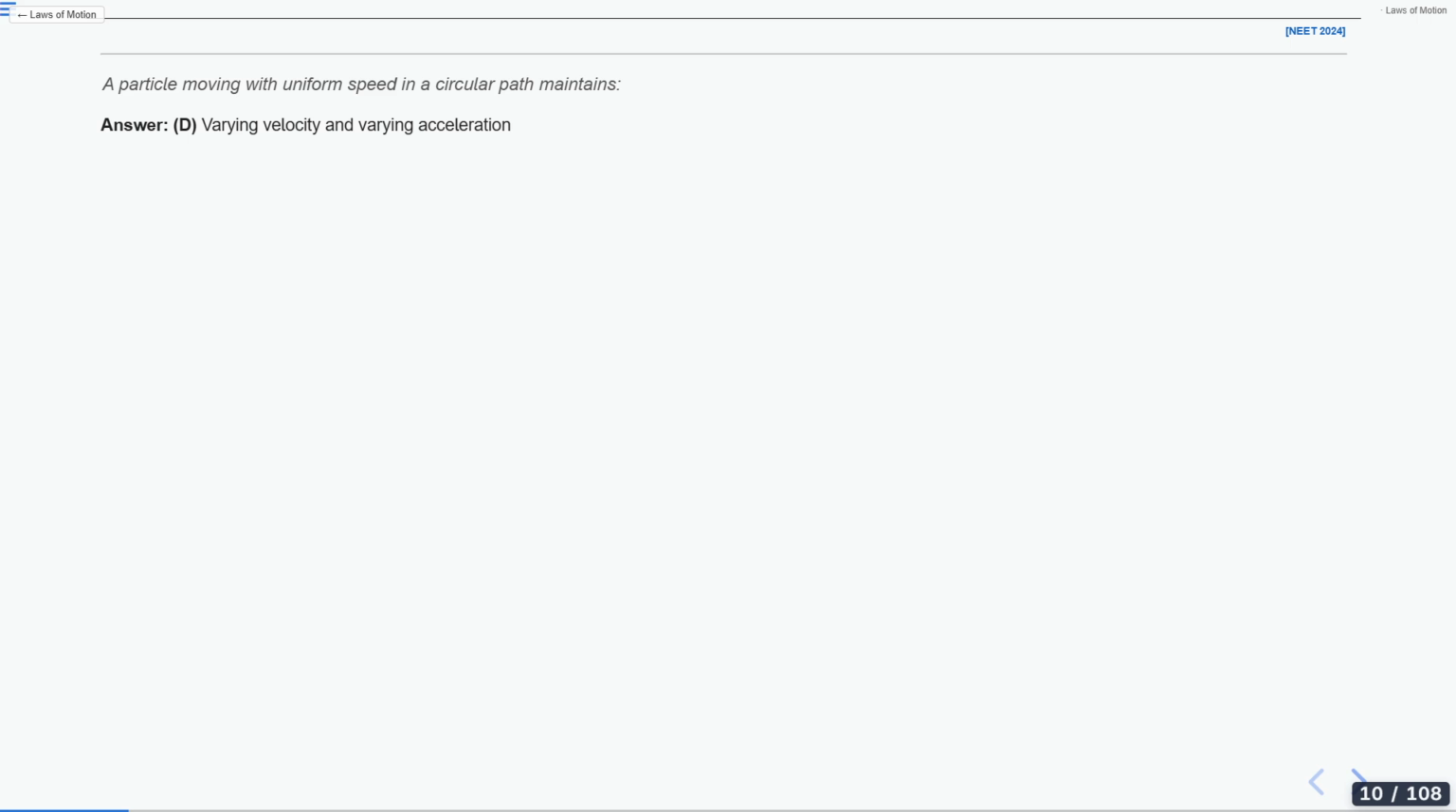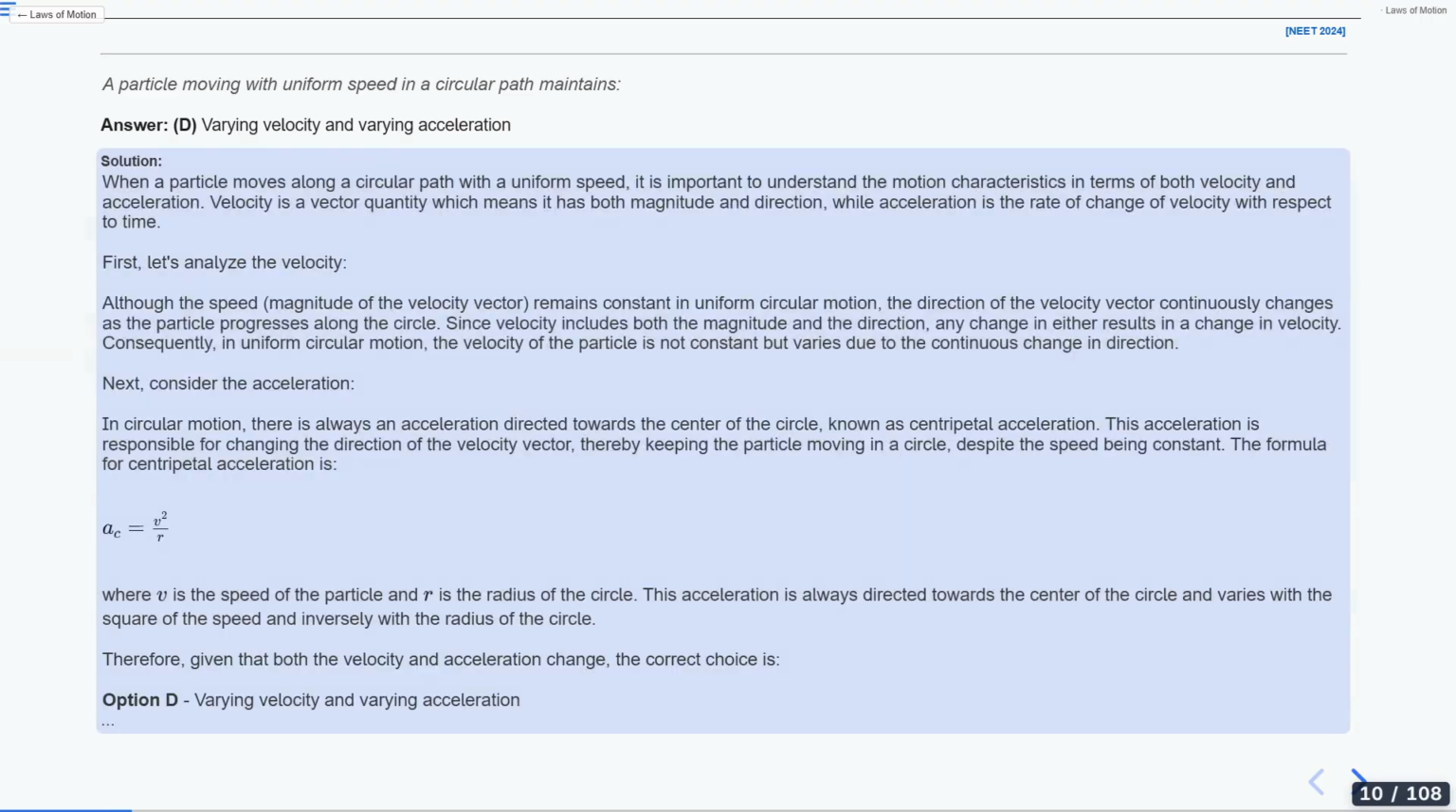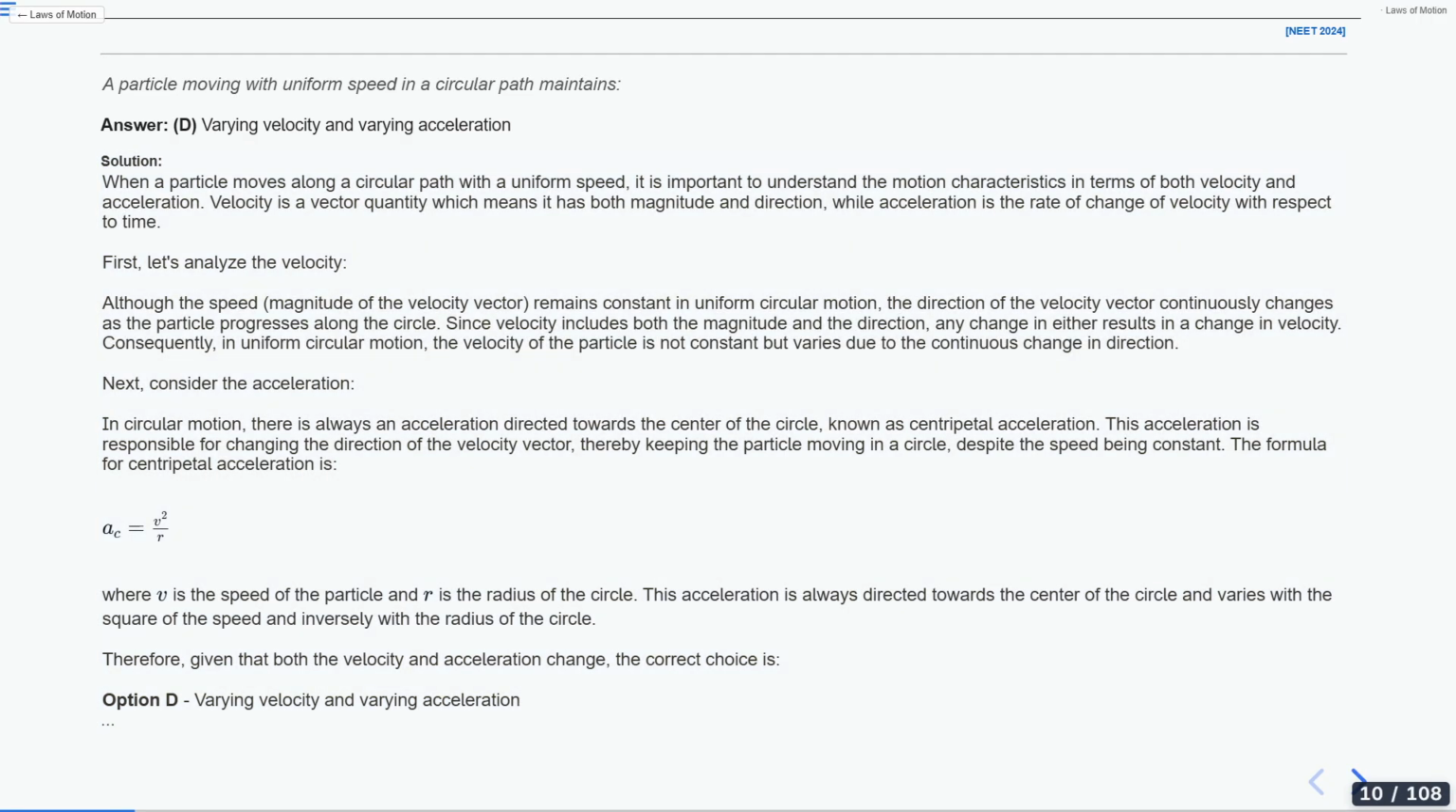You might be thinking that it's directed towards the center, so acceleration is constant. No, it is not. Draw a circle, and at each point draw an arrow towards the center. You will find those arrows are in different directions, so it means that their acceleration is different. So the answer was varying velocity and varying acceleration.